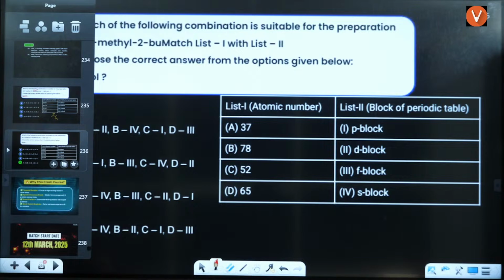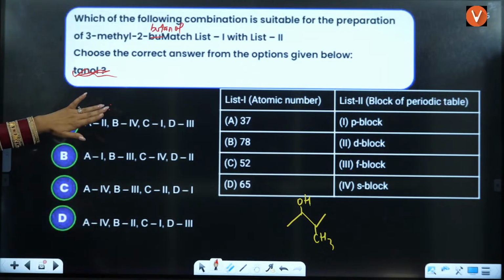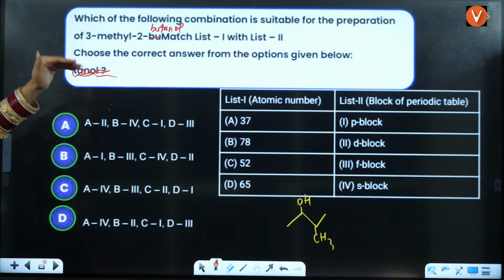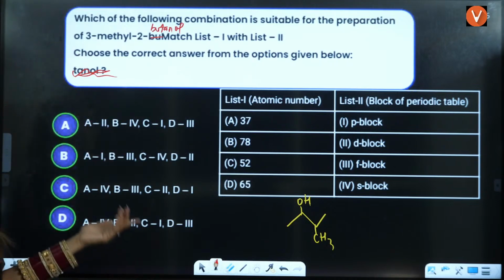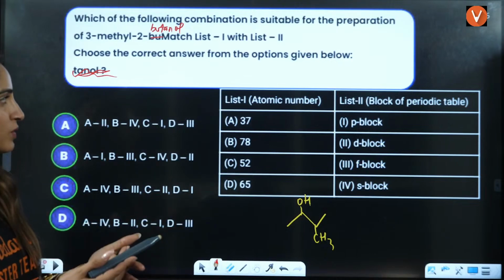Two questions are mixed here, beta. Delete this because I'm not able to understand what exactly we want to say. Which of the following combination is suitable? We don't have the combination. Basically, by mistake, two questions are intermixed with each other.